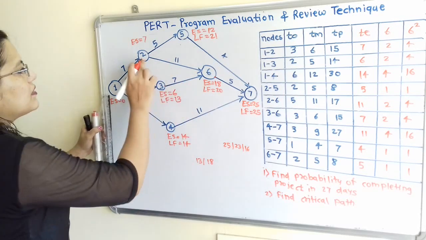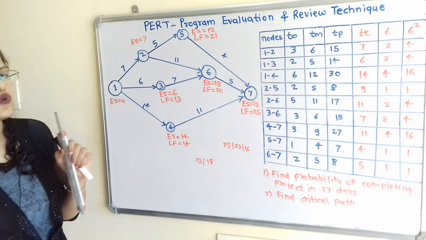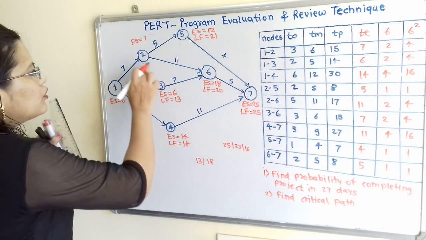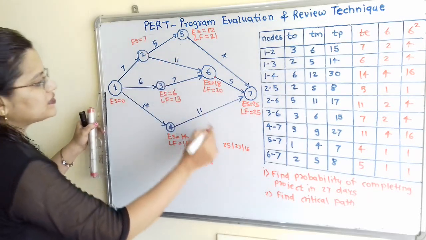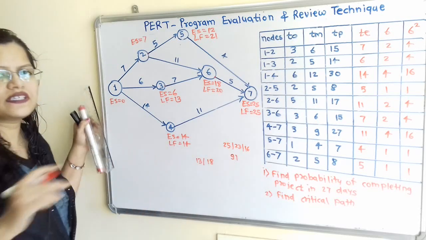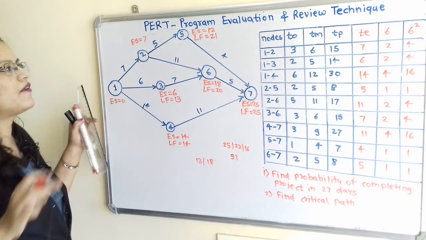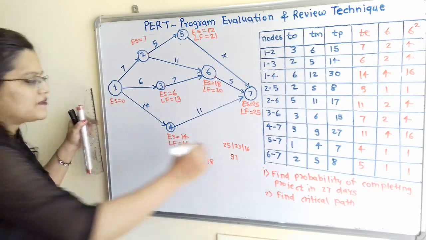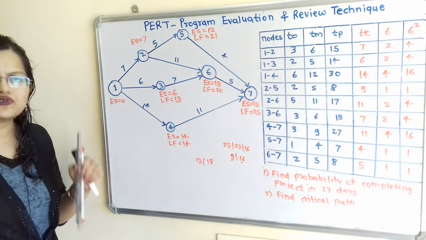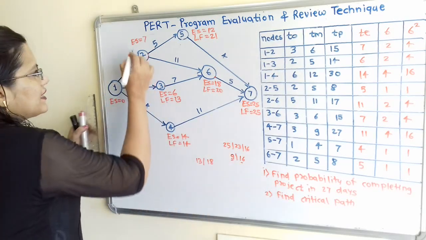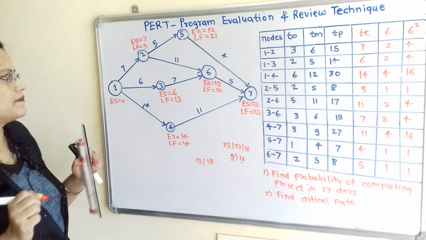Then again at node 2, there are two arrows starting. That means here two options are available. So first is 2 to 6. So 20 minus 11, that is 9. This is the first option. And second option, 21 minus 5, that is 16. So in between this 9 and 16 we have to choose the lowest value, that is 9. So I will take LF is equal to 9.